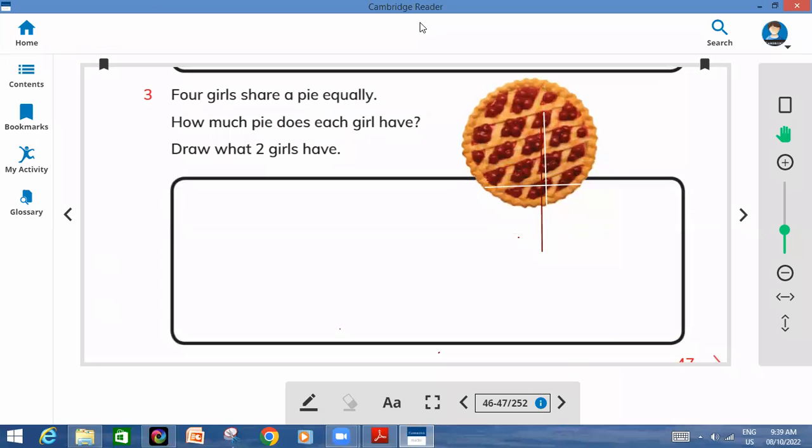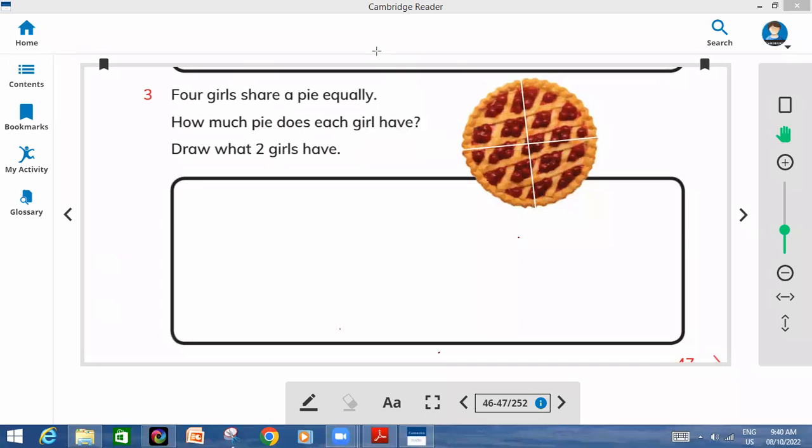Four girls share a pie equally. How much pie does each girl have? Draw what two girls have. So here are again 4 girls, and we are going to divide a pie. First it was pizza and now it is a pie. So what we are going to do, first make it half exactly, okay, and then you can cut it into 4 here.